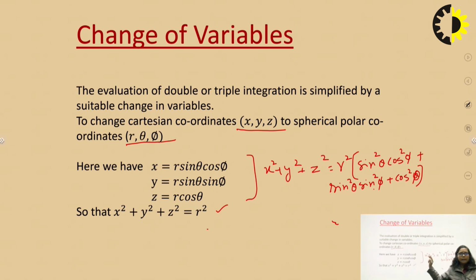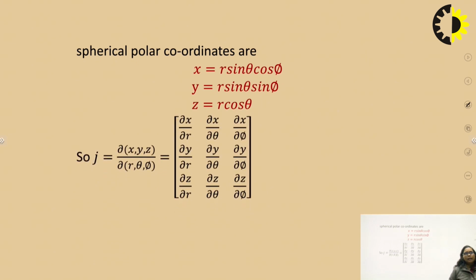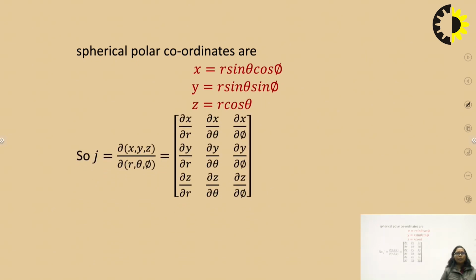In this way, you change the Cartesian coordinates x, y, z into 3 new spherical polar coordinates, which are r, theta and phi. Now we look at what happens to the integral when I change Cartesian to these spherical coordinates. First of all, for the integral I need the Jacobian also. The Jacobian of x, y, z with respect to r, theta, phi. You need to remember that you are converting the variables x, y, z into 3 new variables r, theta and phi, so you need to take the Jacobian of x, y, z with respect to r, theta, phi.